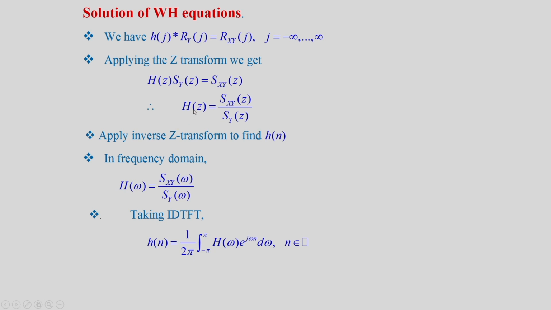Therefore, we have found out H(z), and we can apply inverse Z transform to find the h(n) sequence. In the frequency domain, we can write H(omega) is equal to S_xy(omega) divided by S_y(omega). In terms of omega, we can write like this. Taking the IDTFT, inverse DTFT, we get h(n) is equal to 1 by 2 pi integration from minus pi to pi H(omega) e to the power j omega n d omega, where n belongs to Z. So, for all integers, we can find out the filter coefficients. So, we have found out the filter coefficients corresponding to the non-causal IIR Wiener filter.